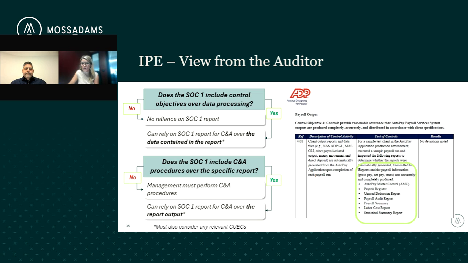So I think this is a really important slide. It's important that the SOC report explicitly state procedures performed by the service auditor over completeness and accuracy, and then explicitly state the IPE to which those procedures apply. So you can see an example here from ADP, where the service auditor has laid out the procedures performed specific to CNA and over specific reports to which those procedures apply. So if the report does not contain similar language to this, management must perform their own CNA procedures over the reports.